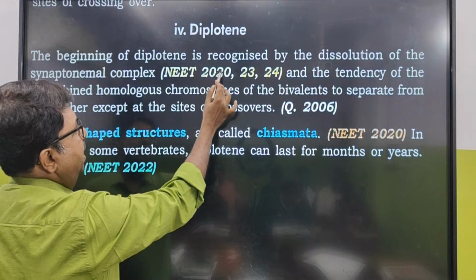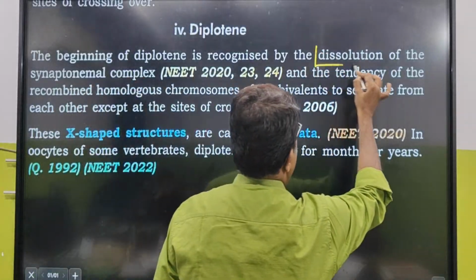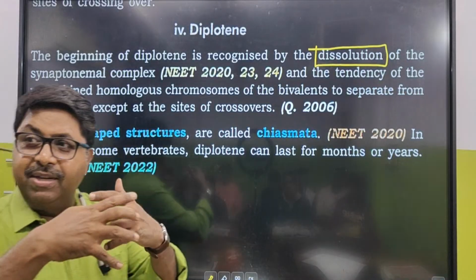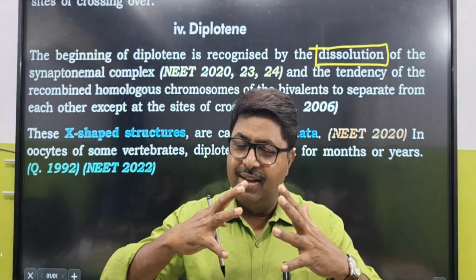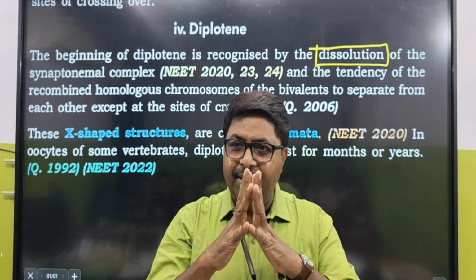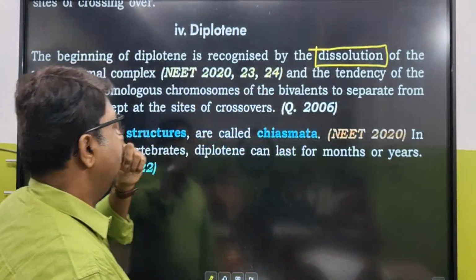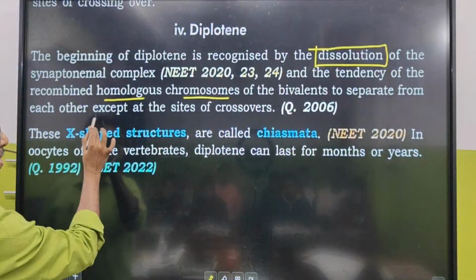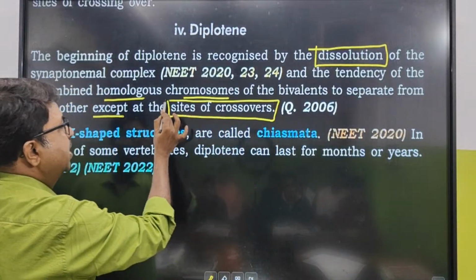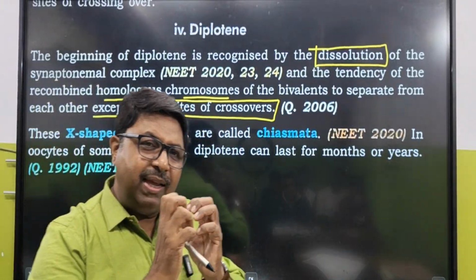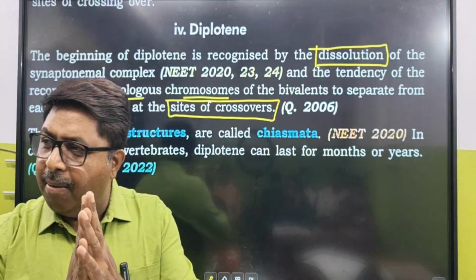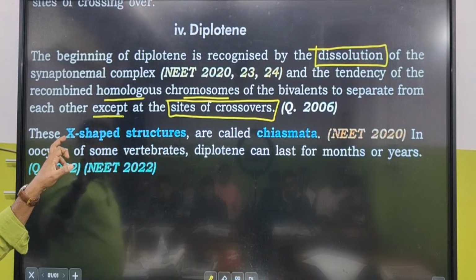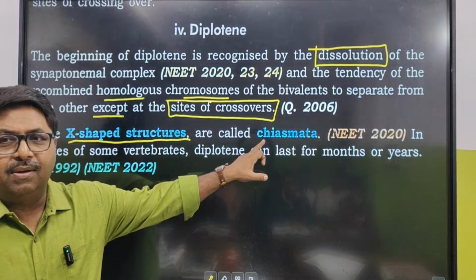The beginning of diplotene is recognized by the dissolution of the synaptonemal complex. What is the meaning of this? Now it's going to get dissolved, they are going to get separated. And the recombined homologous chromosomes of the bivalents tend to separate from each other except at the sites of crossing over. So they remain joined only at the sites of crossing over. These X-shaped structures are called chiasmata.